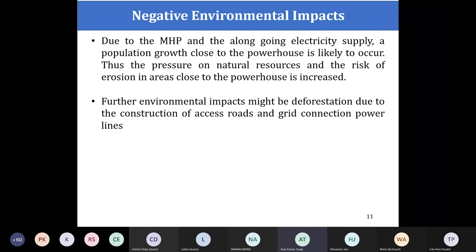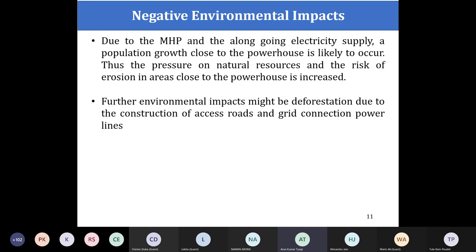Due to the micro hydro projects and ongoing electricity supply, a population growth close to the powerhouse is likely to occur. Sometimes when there is a powerhouse, some habitation comes up near the powerhouse. They start constructing their houses there. So pressure on natural resources and risk of erosion in the area close to the powerhouse is increased. This can happen if your powerhouse location is very good. So sometimes villages can come up nearby the powerhouse in the near future, and they can increase negative environmental impact due to the erosion of areas close to the powerhouse.